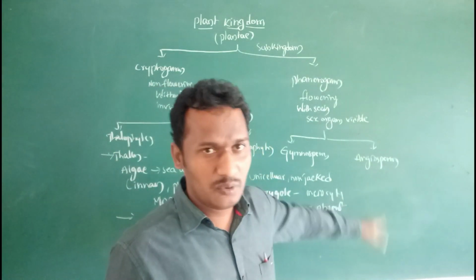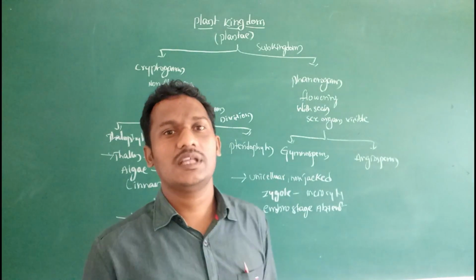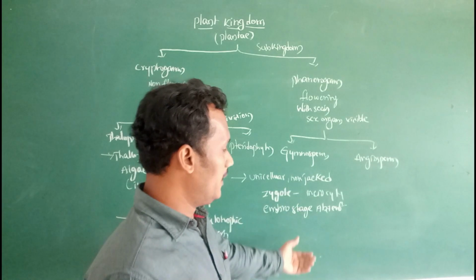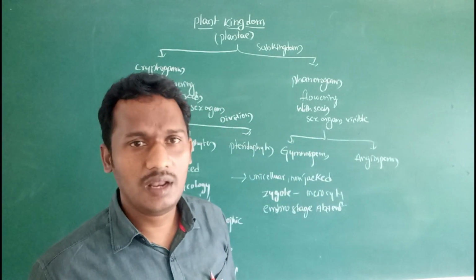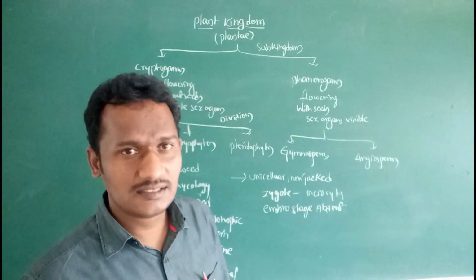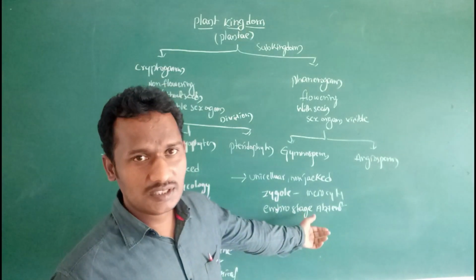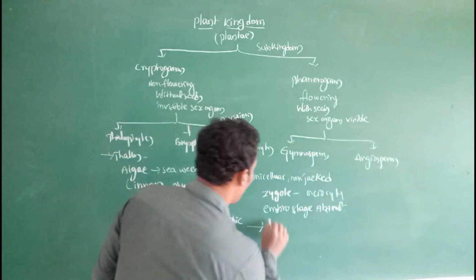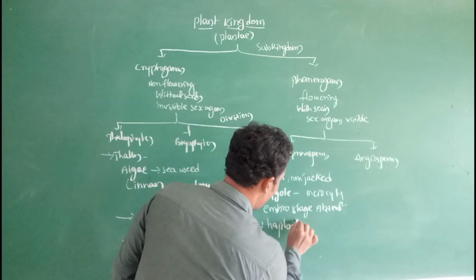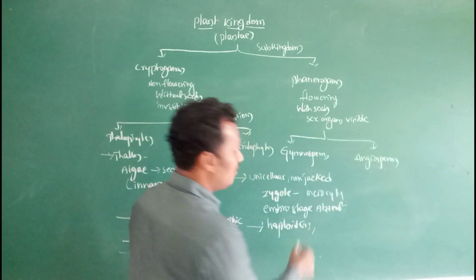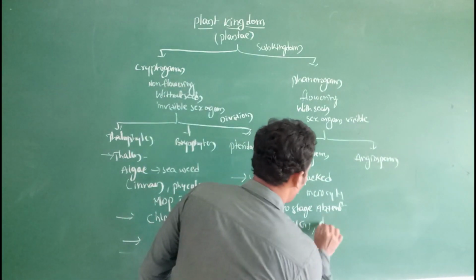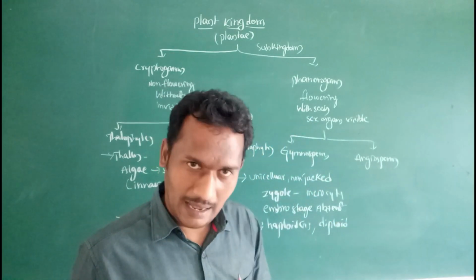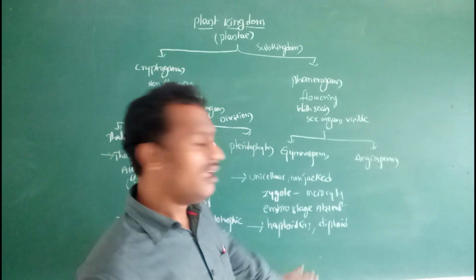That means the zygote undergoes meiotic division, then produces haploid spores. Then by the germination of these haploid spores, a new algal body is produced. So the zygote acts as a meiocyte. Embryo stage is also absent. Mainly the plant body is in haploid, n condition. But in some algal members, the plant body is diploid. So the plant body is both haploid and diploid.